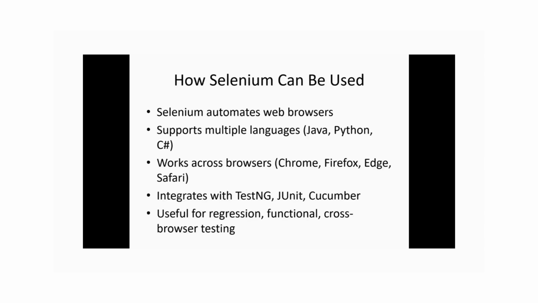Now, what is Selenium? Selenium is an open source library that can help you to automate web browsers. It supports multiple languages, that is Java, Python, C#, and it works across browsers like Chrome, Firefox, Edge, Safari. It integrates with TestNG, JUnit, Cucumber, and it's useful for regression, functional, and cross-browser testing. Selenium is an open source library, so it is easy for you to use it with your preferred language.